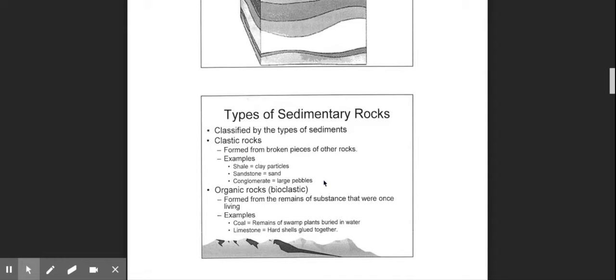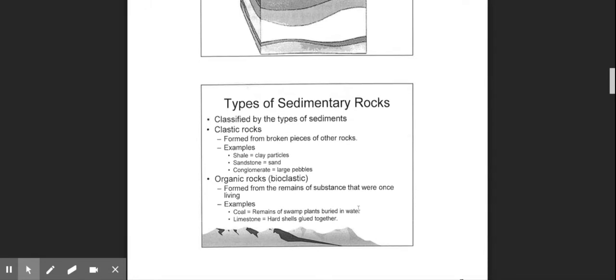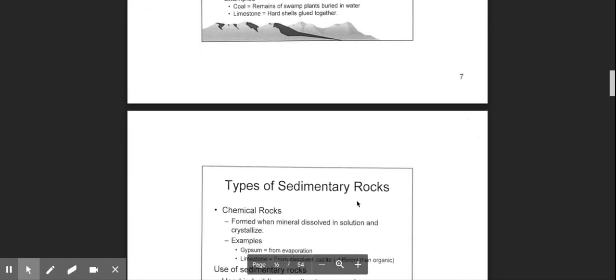The second type of sedimentary rock is an organic sedimentary rock, or bioclastic. Clastic, glued together. Bioclastic, living things, or things that were once living, glued together. So they form from the remains of substances that were once living. Coal is swamp plants and other materials. Limestone is actually clamshells, or shells of different animals that, once they died, get broken up and glued together. So they were once living things.